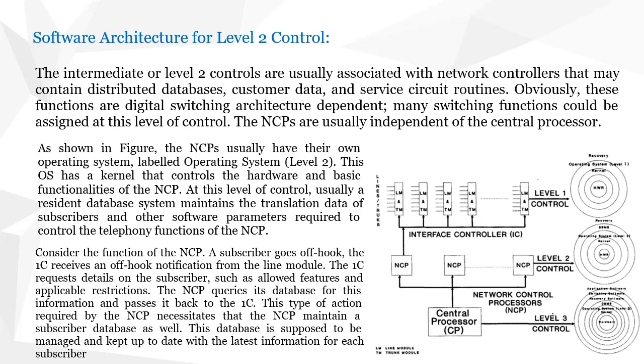This type of action is required by the network control processor to maintain a subscriber database properly. This database is supposed to be managed and kept up to date with the latest information for each subscriber. So the network control processor having the database should keep its database up to date so that whatever information is requested from level 1 can be provided from level 2 to the level 1 line controllers or interface controllers. This is the main operation of level 2 control of software architecture.